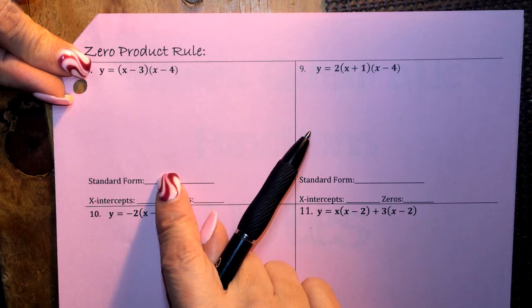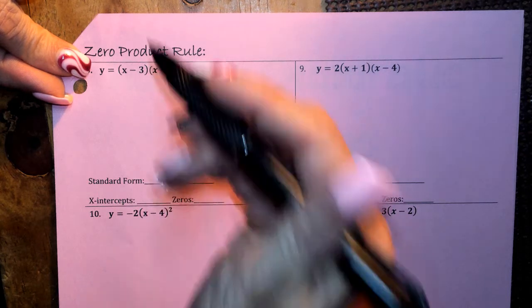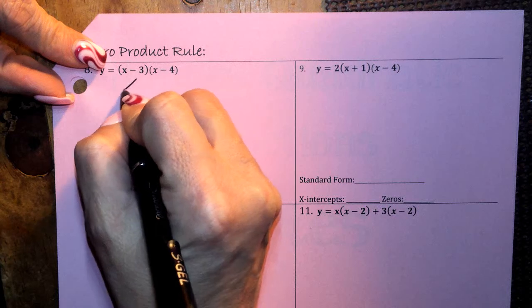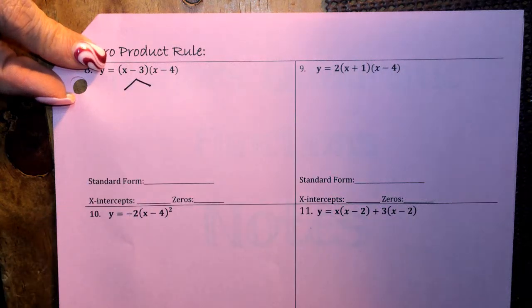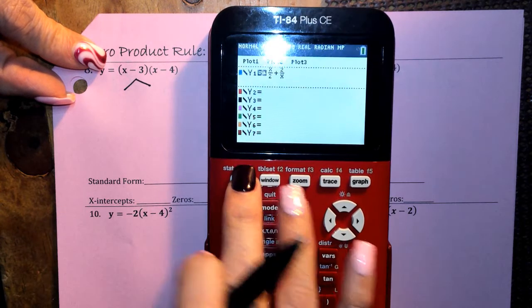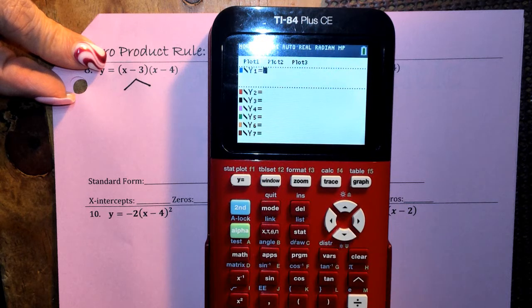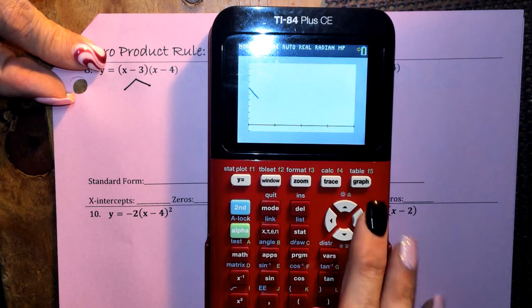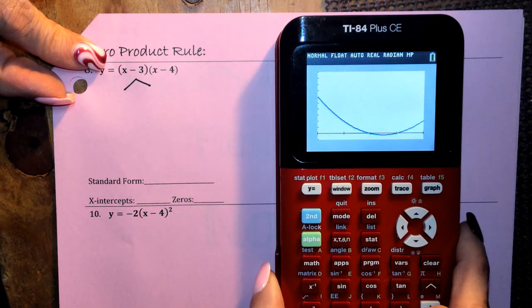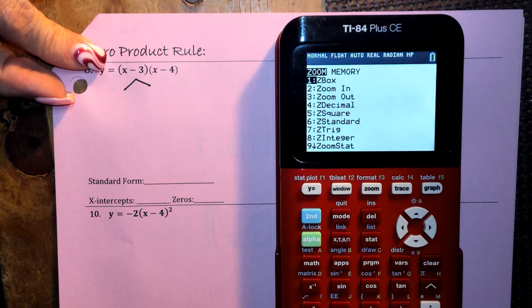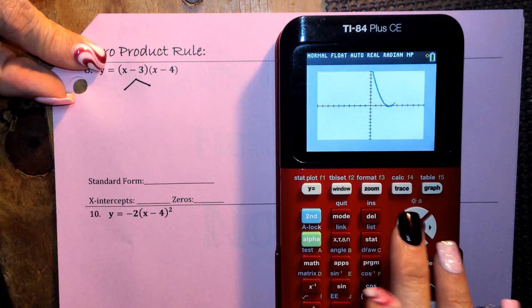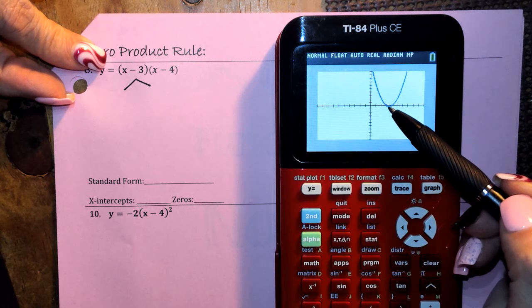We also want to put it in standard form. I'm going to do standard form last. Whenever you want to know the zeros, a couple of things we could do. One is we could simply graph it. We could say y equals (x minus 3)(x minus 4), graph it, and we could see it right there. So let me zoom standard. I had some weird zooms on there. So I can see the x-intercepts are right here and here.